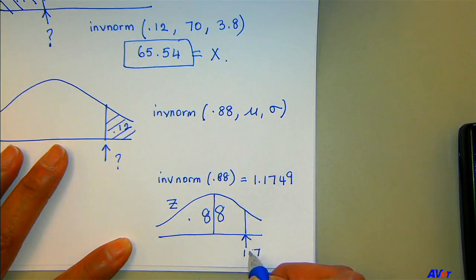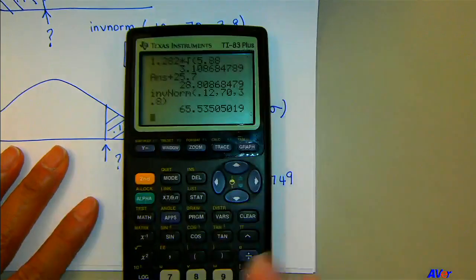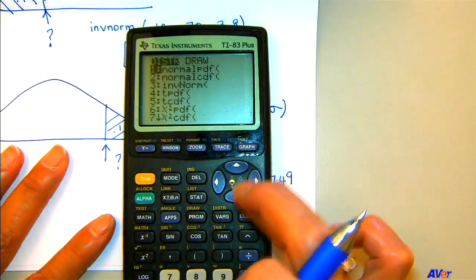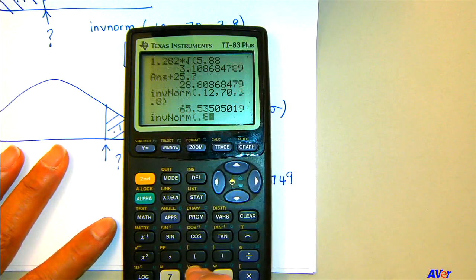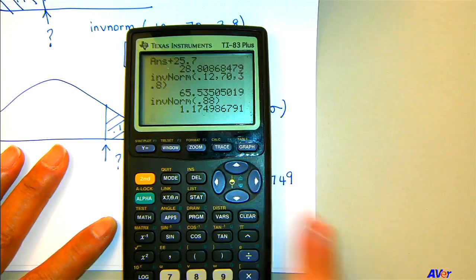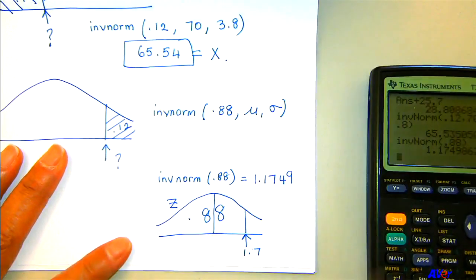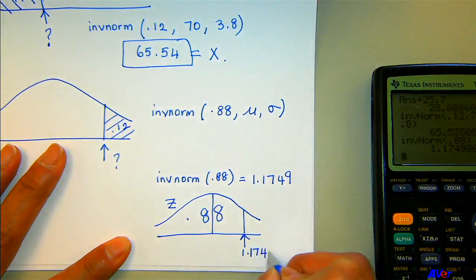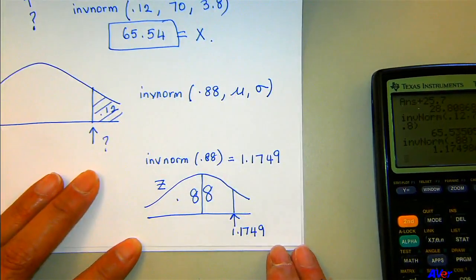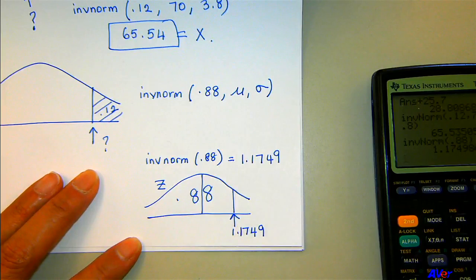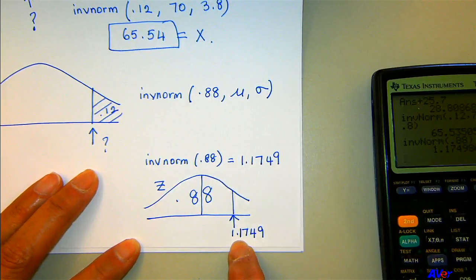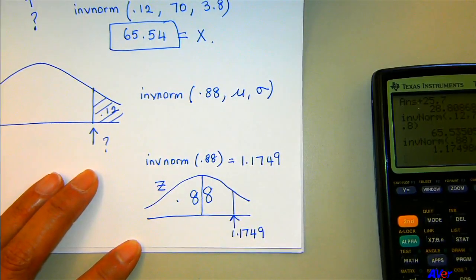I didn't get anything. Second distribution, inverse norm, 0.88. 1.1749. So you're right. 1.1749. It makes sense, right? Because one standard deviation to the right of the mean is the 84th percentile. So this is slightly more than one standard deviation from the mean. The standard deviation is 1 in the case of z, right? So the answer makes sense. So if you don't put in the mu and the sigma, it assumes you're talking about z. It assumes that the mean is 0 and the sigma is 1.